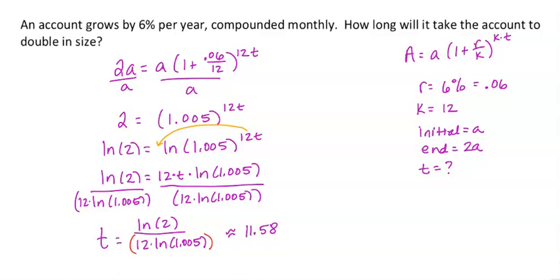The time when we're using our compound interest formula is always measured in years. So we're using k equals 12 since it's 12 months per year. So this time frame would be in terms of years. So if you have an account that grows by 6% per year compounded every month, if you want to double the amount of money in that account, it'll take a little over 11.5 years.